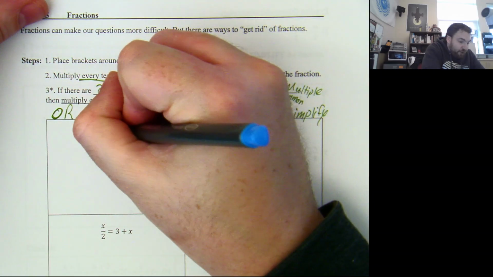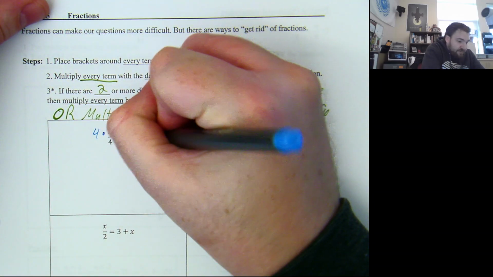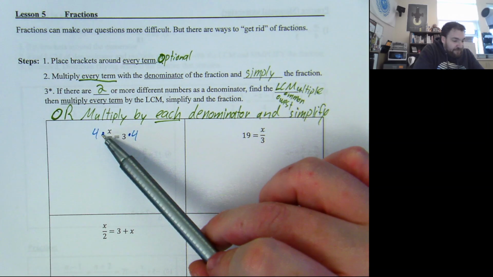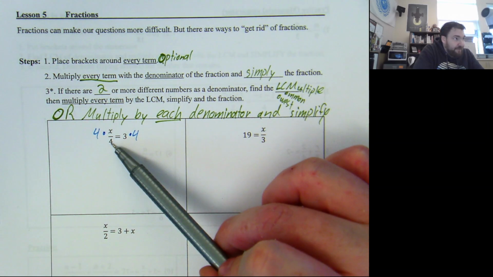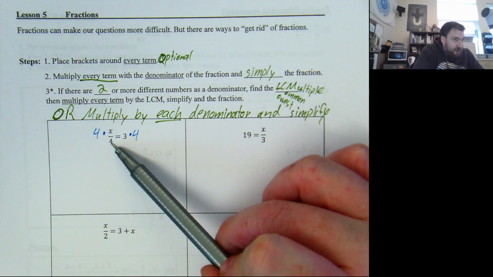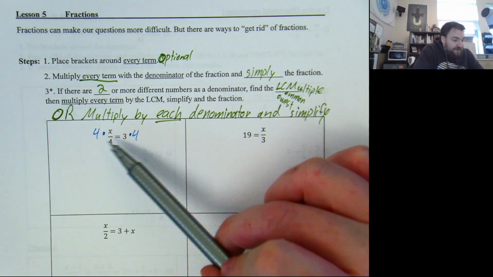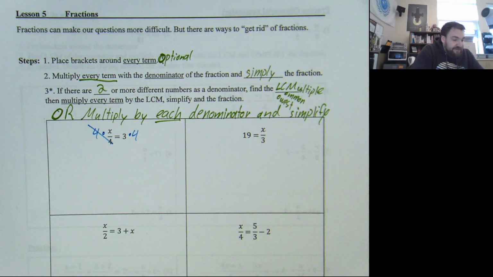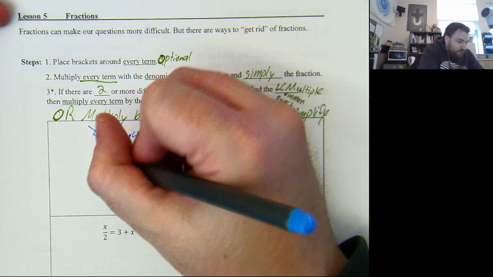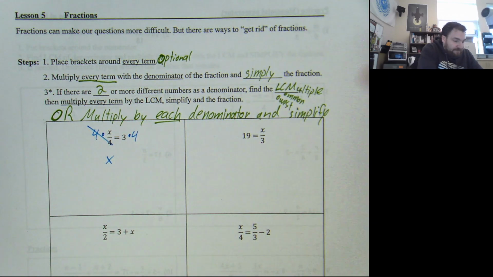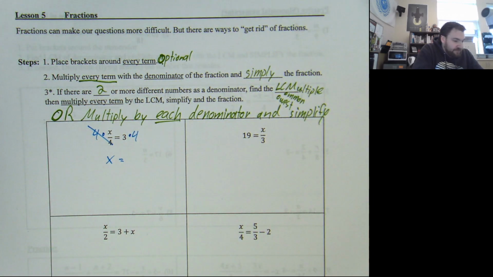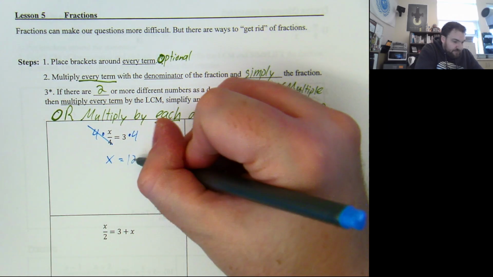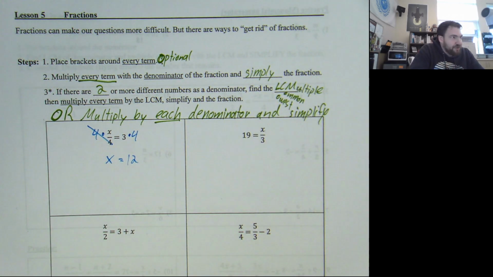I'm going to multiply 4 on both sides. Multiplying by 4 and dividing by 4 are the same but opposite operation. So multiplying by 4 and dividing by 4 means this cancels, leaving us with 1, or in this case, 1x. And then 3 times 4 is 12. I only had one term on each side. That's a super straightforward way to solve that question.